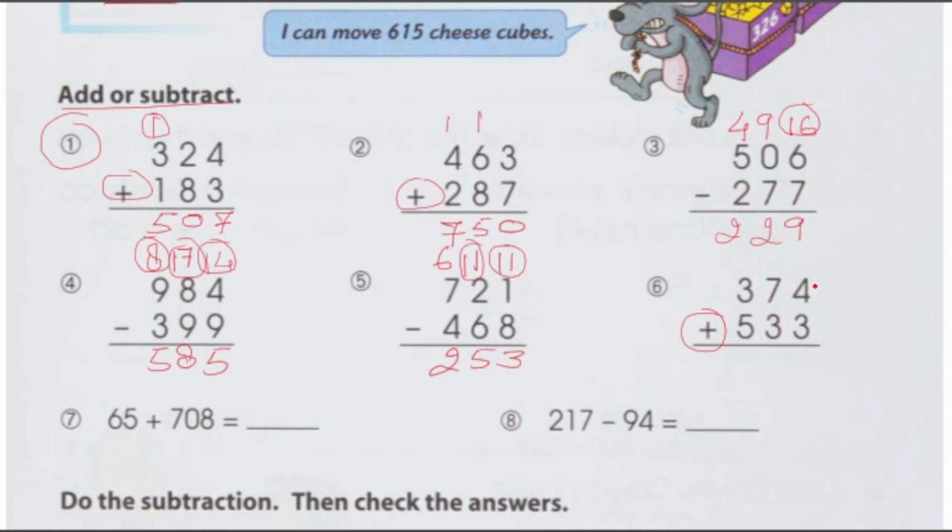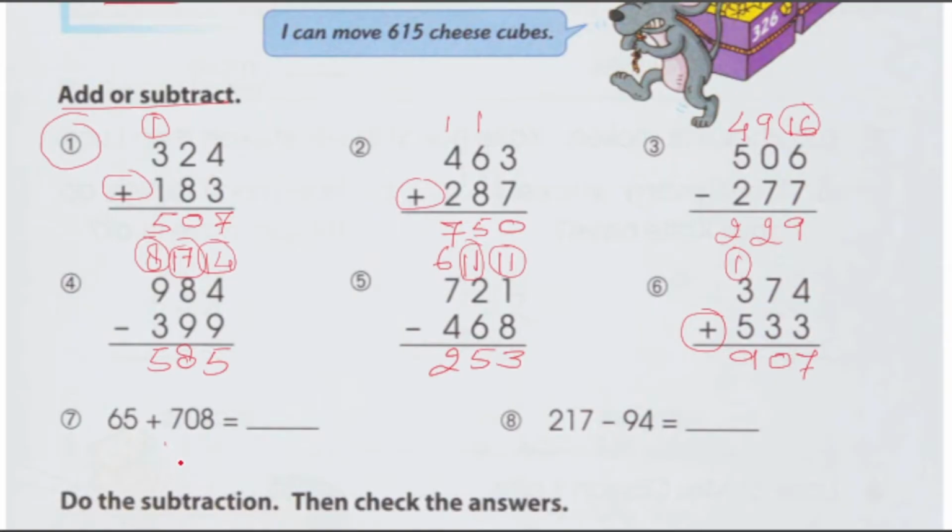This is addition. So 4 plus 3, 7. 7 plus 3, 10. Write 0 here and carry 1 forward. 3 plus 1, 4. 5 plus 4 is equal to 9. So the answer is 907.